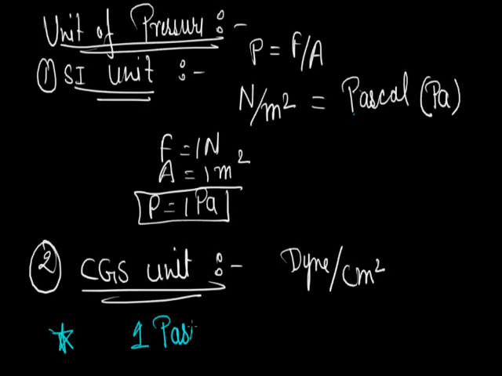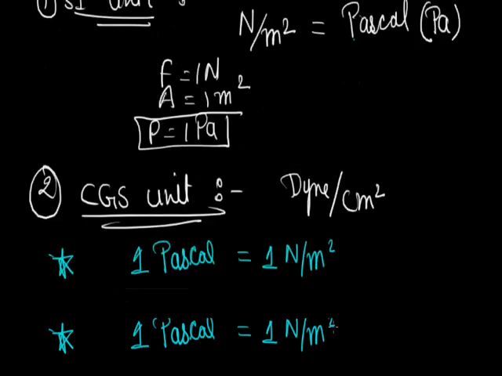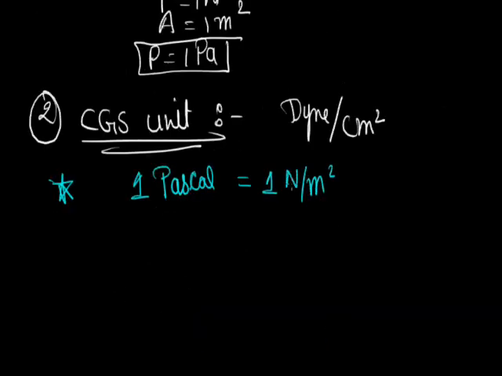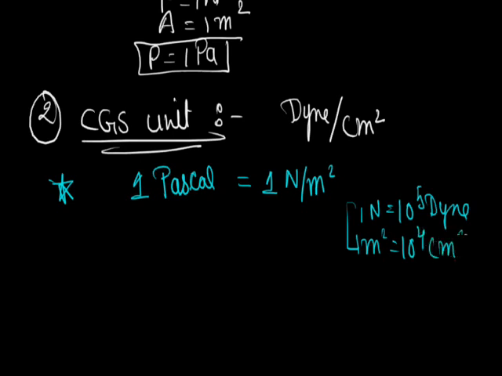So we are starting from 1 Pascal. As we know, 1 Pascal can be written as 1 Newton per meter square. Now for converting Newton per meter square into dyne per centimeter square, we should know that 1 Newton equals 10 raised to power 5 dyne, and 1 meter square equals 10 raised to power 4 centimeter square.